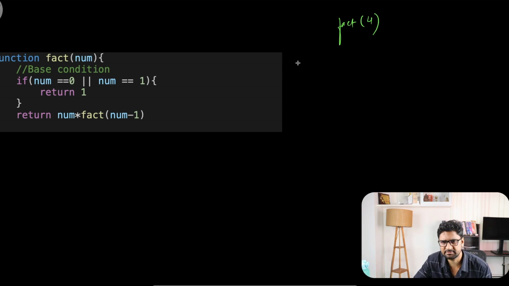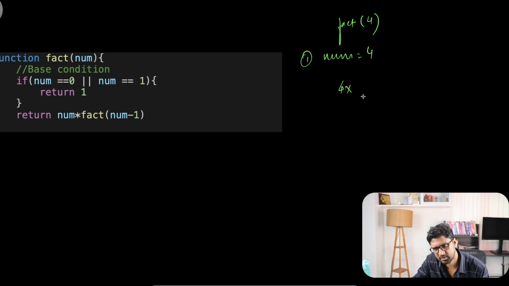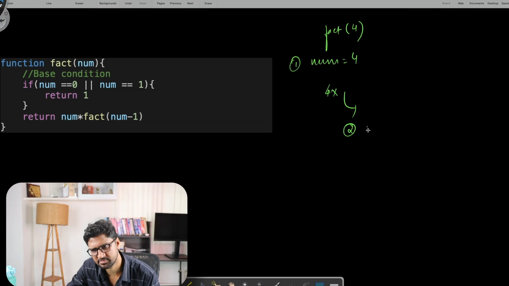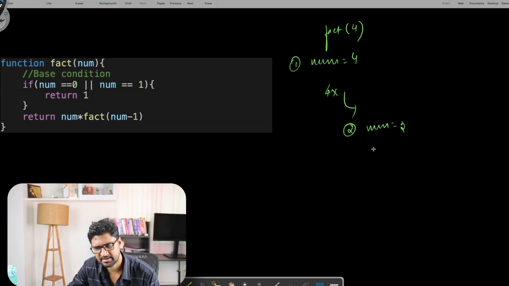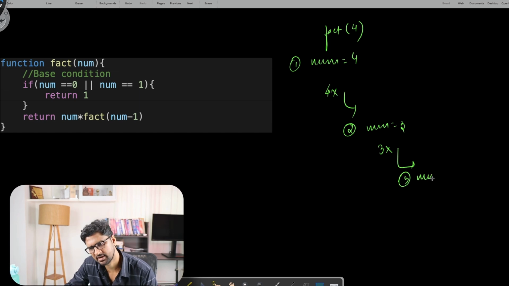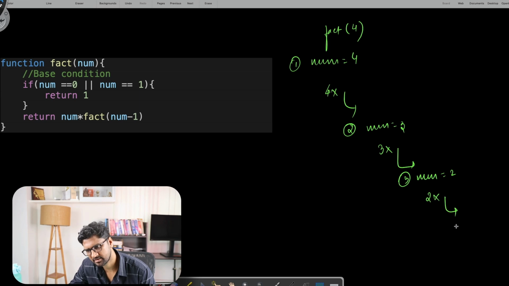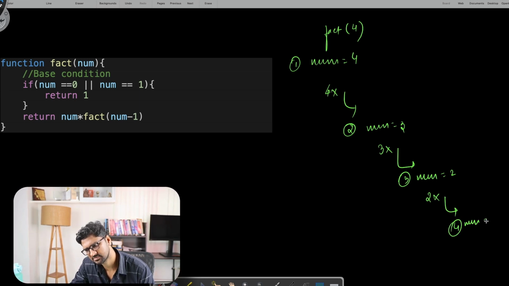The first time the function is called, the number value is equal to 4. Then I multiply number value 4 into, and this is the recursive call the second time. When the second recursive call happens, the number value has become 3. Then 3 into, and the recursive call happens a third time. The number value becomes 2, and it writes 2 into, and then you get a recursive call. The fourth time the number value has become 1, and this is the base condition.